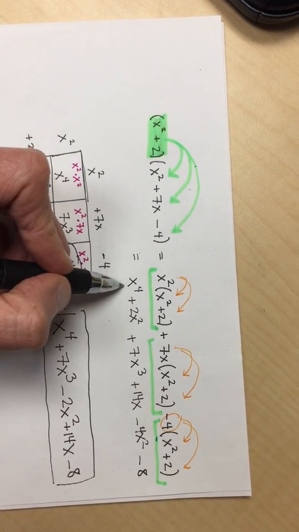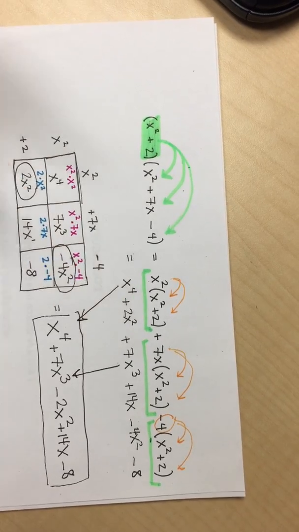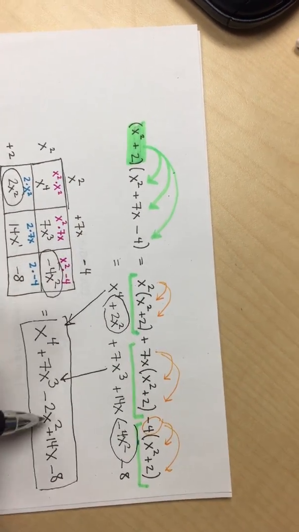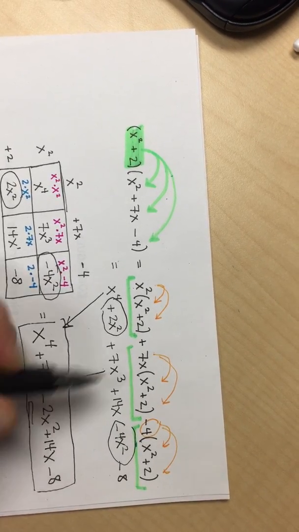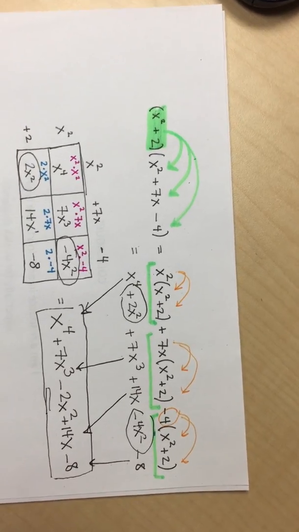And when I combine like terms, I get my x to the 4th. I have my x to the 3rd there. These two like terms combined to my x squared term. Then I had my plain x and my constant. So I got the same answer either way.